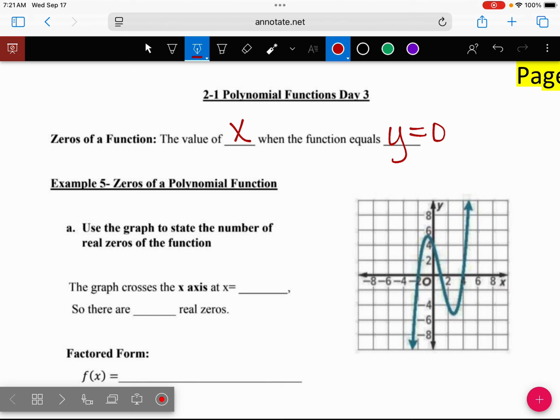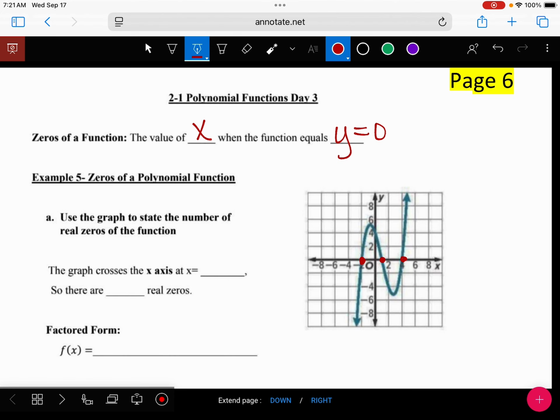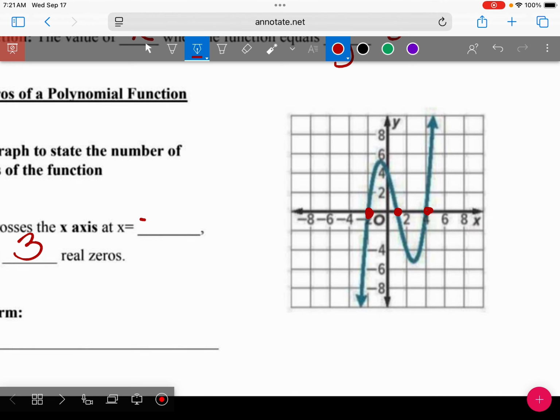Okay? So I want you to look at that graph. Show me with your fingers how many times does it go through x. Count it up. 3 times, right? It crosses here, here, and here. So that means that we have 3 real zeros. So where does it cross? The first time it crosses at -2. The second time it looks like it's about +1. The third time is +4.